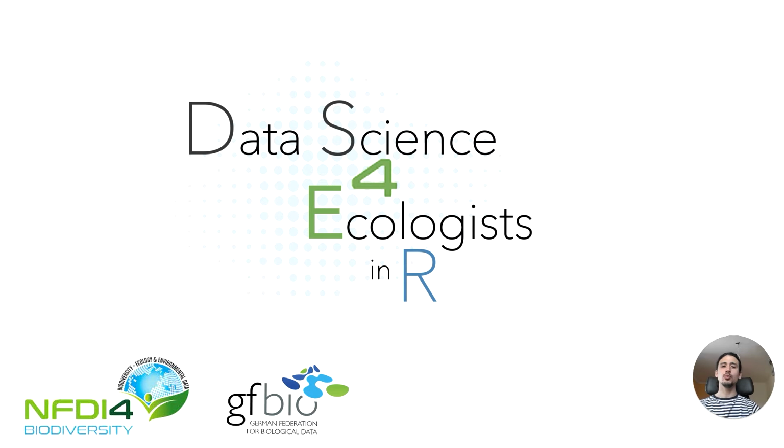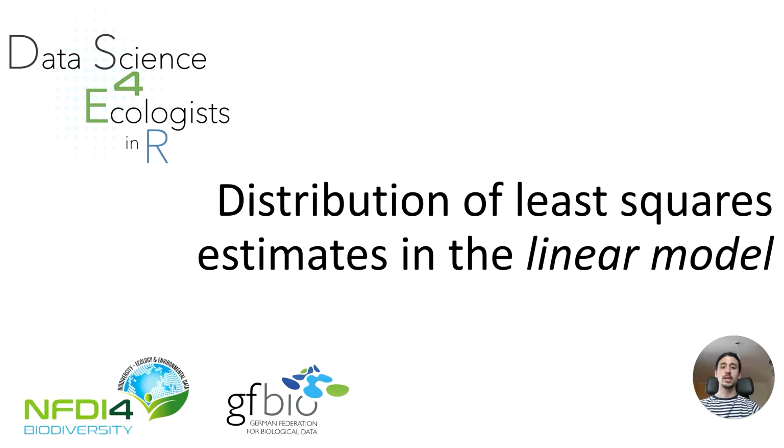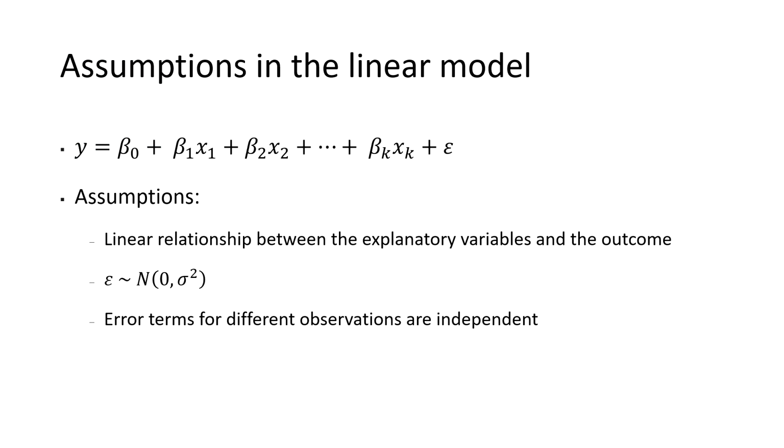In the last video, we learned how to estimate the parameters in the linear model. Today, we will follow up on this by identifying the distribution of the least squares estimates, given that the assumptions of the linear model are fulfilled. So let's start right there by quickly recapitulating these assumptions.